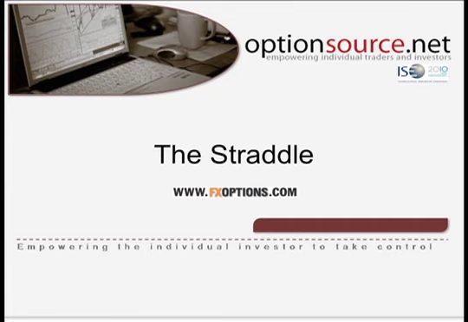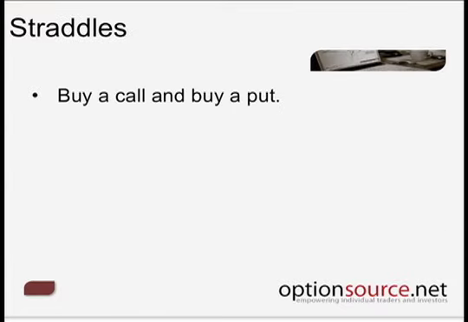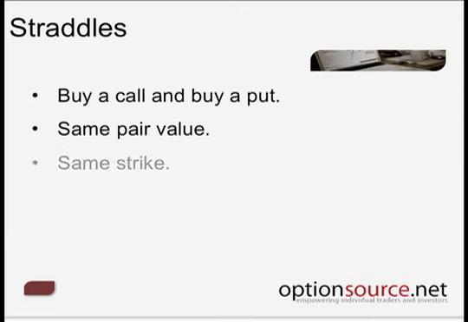So the construction of a straddle involves the purchase of both a call and a put option at the same time. We're looking at creating that particular position surrounding the same pair value at the same strike price. That's the reason why it's referred to as a straddle. Think of straddling a fence: you're essentially on the same spot. So this strategy is called a straddle because we're using the same strike price. In this example, we're going to use the same expiration month as well.